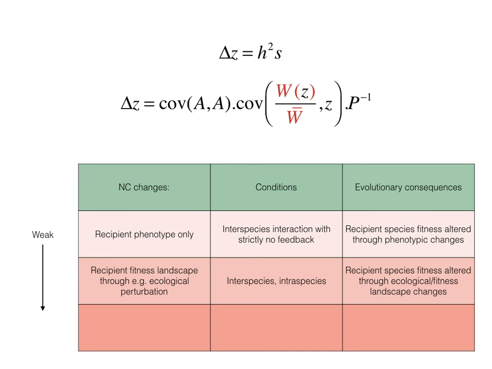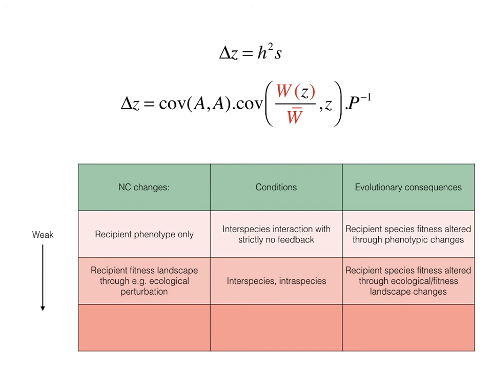Then we can think about niche construction that changes the recipient's fitness landscape through, for example, ecological perturbations. This might be the kind of niche construction that we're more used to thinking about. So it just changes the fitness landscape, or it could change the phenotype and the fitness landscape, some combination of those things. And this is possible, I think, in interspecies and intraspecies interactions.